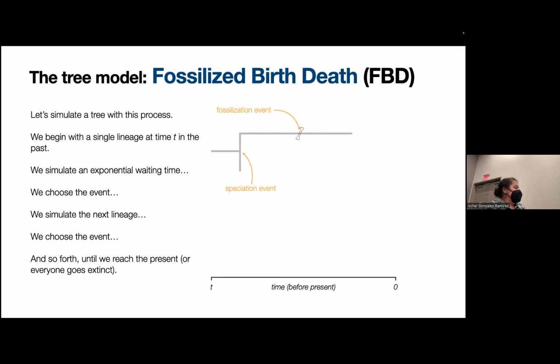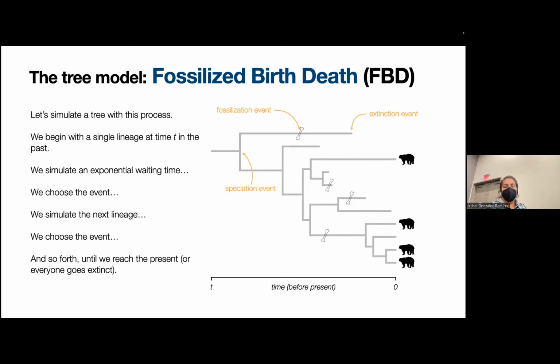And then notice something interesting here: I got a fossilization, but my lineage keeps going, allowing me to infer a fossil as a direct ancestor, which is pretty cool. So I keep going on my process, and then eventually I have an extinction event. Then I move to the next branch, and I keep doing the same until, for each lineage, either I get extinct or I get to the present.